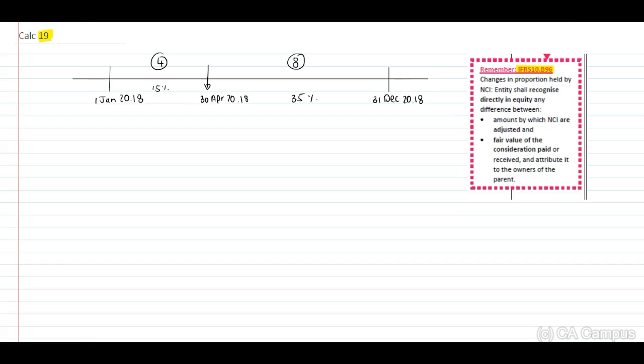Okay, so when we look at this is our timeline. We have a net asset value of 1,040,000. We need to calculate the profit for the 4 months. How do we do this?